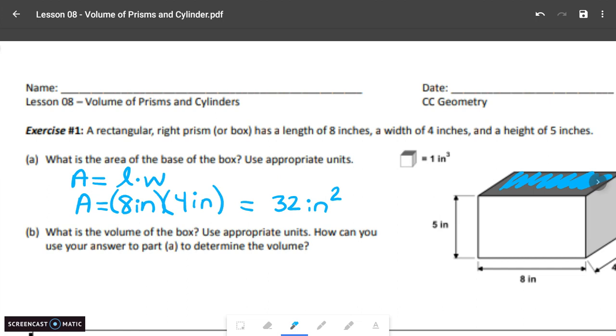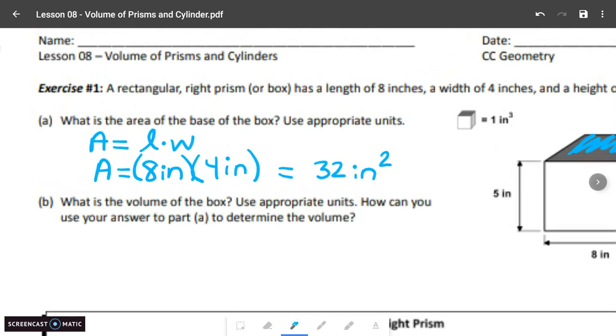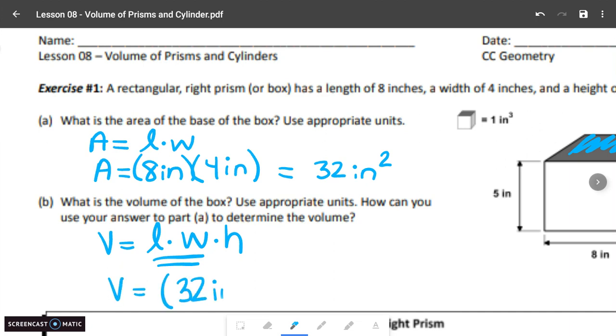What is the volume of this box? Use an appropriate unit. How can you answer part A, determining the volume? Some of you already know that volume is equal to length times width times height. So we've already found the length times the width, right? That's what the area is. So the volume is equal to 32 inches squared multiplied by the height of 5 inches. So now 32 times 5, we end up with 160.